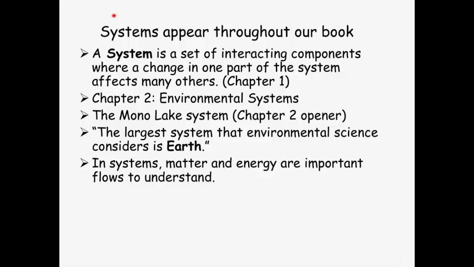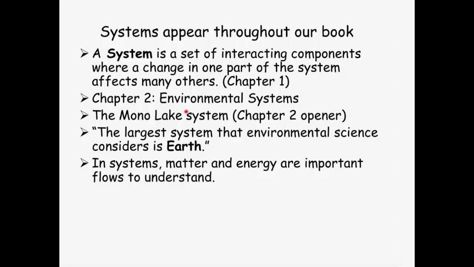So in all of this, what I've just been saying, systems are essential, and I think you'll find that systems appear throughout our book, and systems aren't always treated as uniformly across some of the other books. What is a system? A system is a set of interacting components where a change in one part of the system affects many others. I couldn't get out of using the word in the definition. Sorry about that. We define that right up in Chapter 1. Chapter 2 is called Environmental Systems.